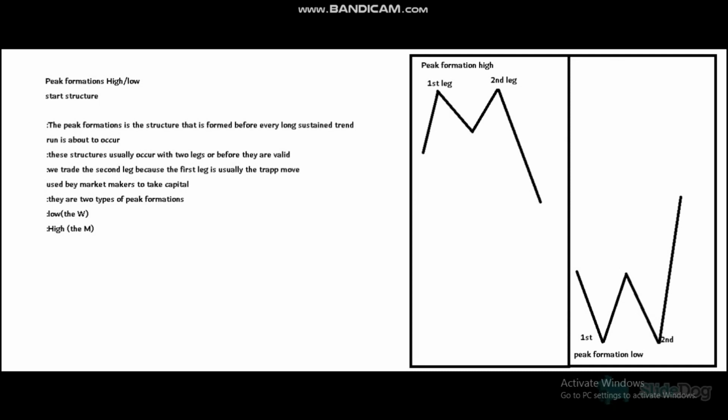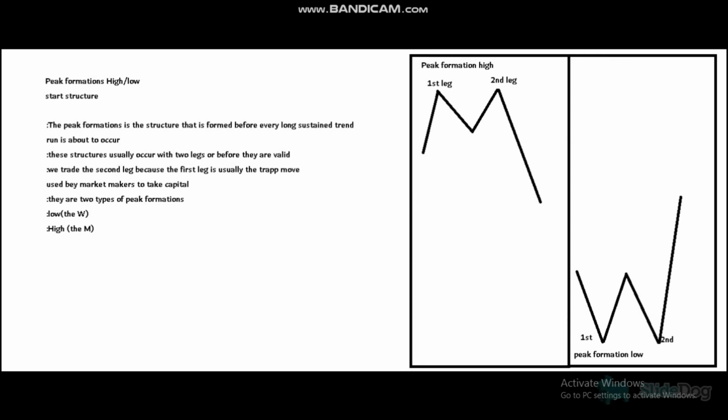So the first leg is always the bad part. We trade the second leg. Wait for the second leg, because with the second leg the risk is reduced, and it's usually the point where it's validated, and it's usually when they shoot up, beginning the trend runs. So we trade the second leg because the first leg is usually a trap move used by the market makers to take capital, as discussed. So there are 2 types of peak formations. There's a peak formation low, the W, and a peak formation high, the M.